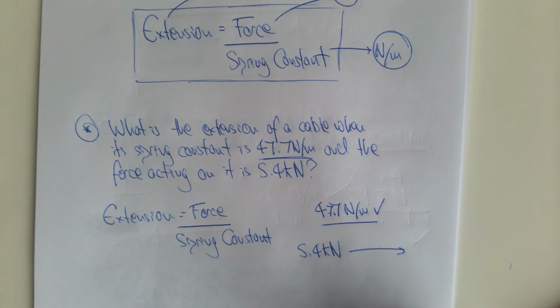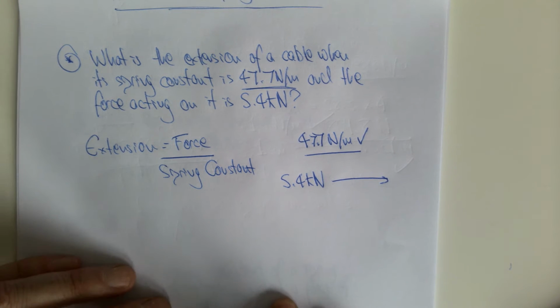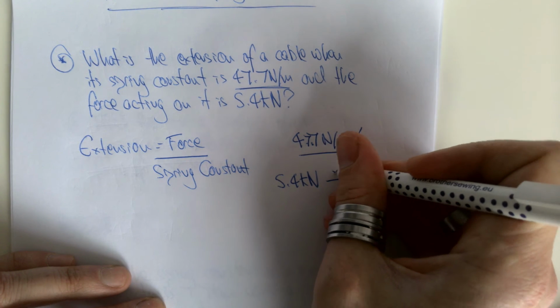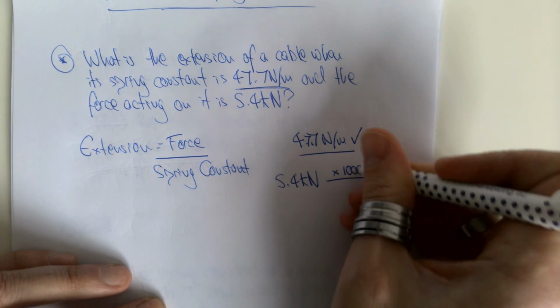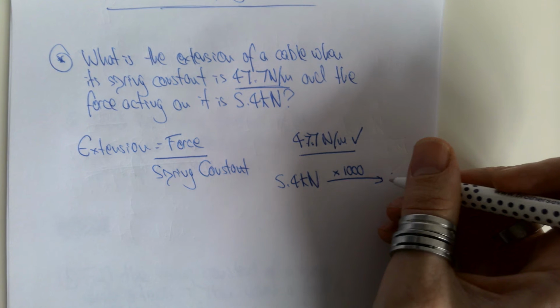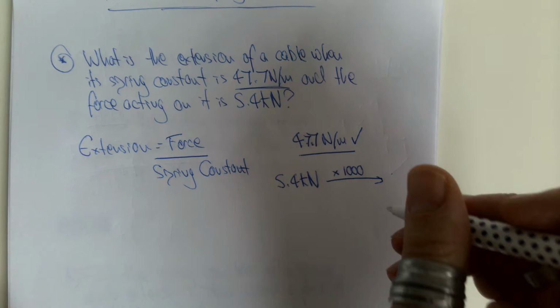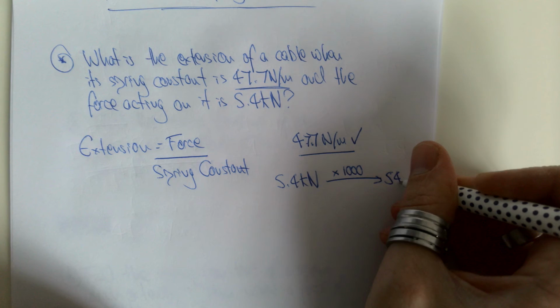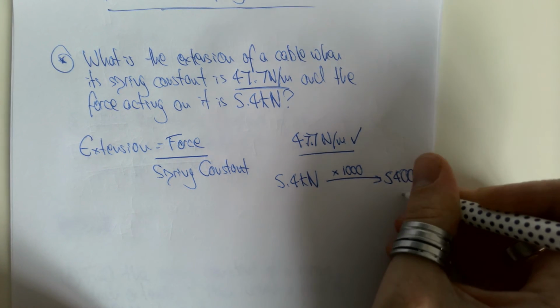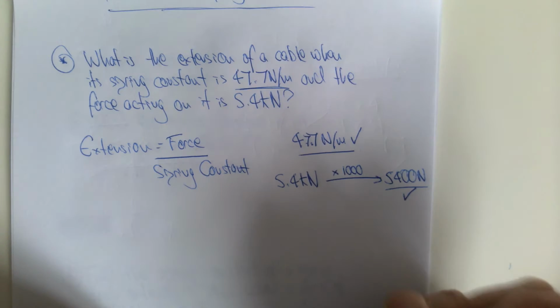So whenever you are converting between a kilo unit, such as kilonewtons, and newtons, the way in which you convert it is you times by 1000. So this then becomes 5.4 times 1000, which if you put it into a calculator, becomes 5,400 newtons.